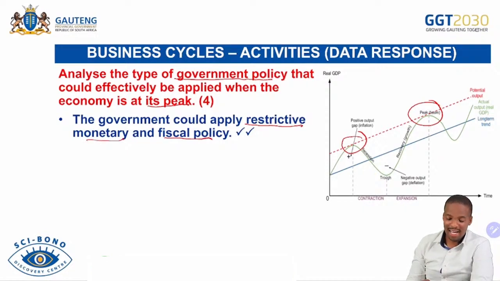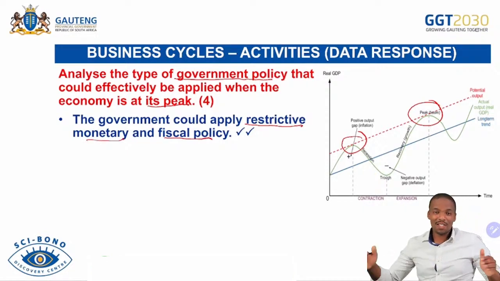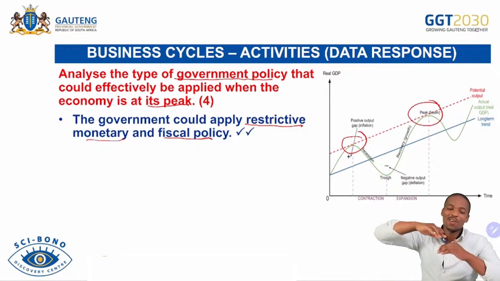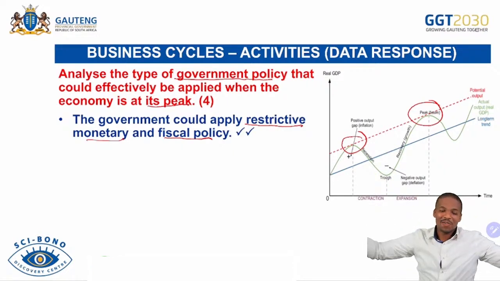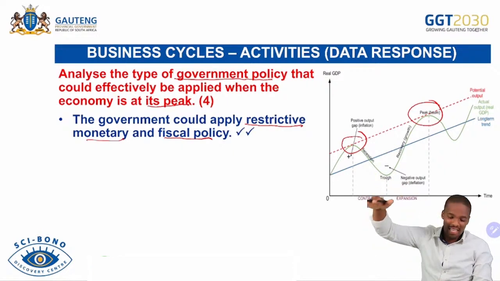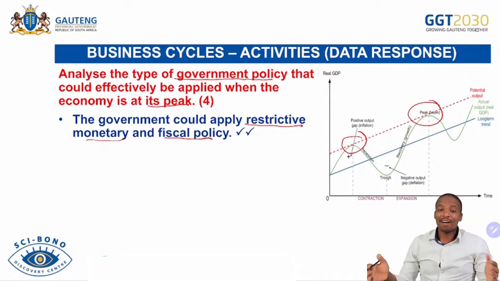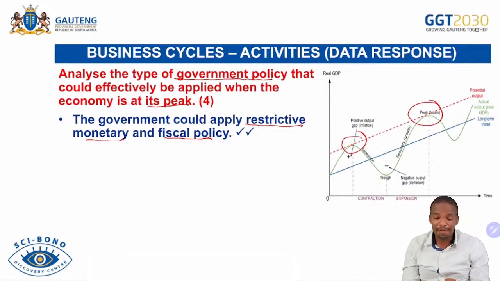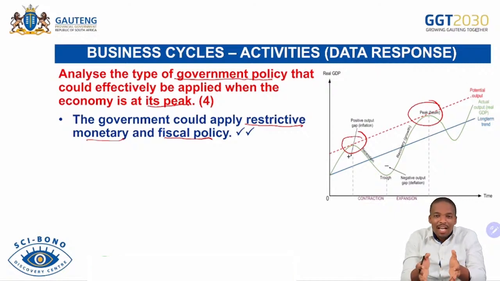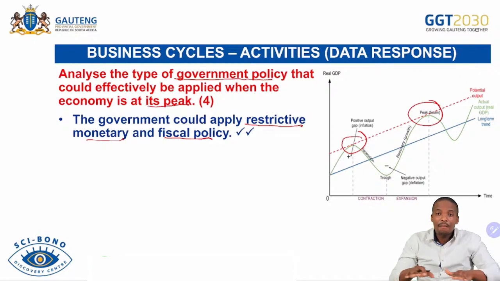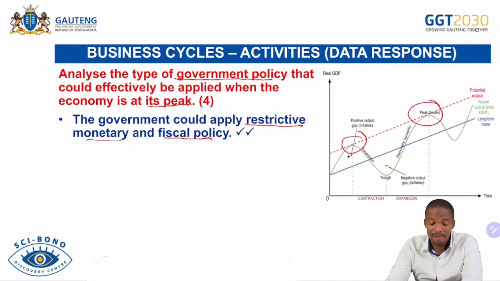So rather than expansionary, because the economy is already at the peak, the economy could have already expanded. So when it's at the peak, everything is high there, including inflation. So for government to cool it off, to dampen it, they will apply a restrictive policy. That means they will try to control it so that it can get back to normality. The government could apply restrictive monetary and fiscal policy.